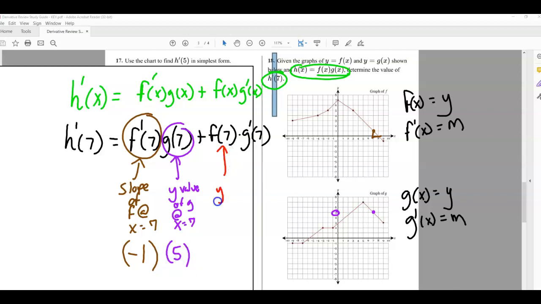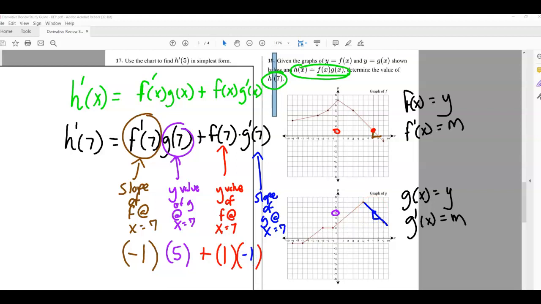Here, this is the y value of f at x equals 7. That's right there, and that y value is 1. And then finally we have this, which is the slope of g at x equals 7. So at this point, what's the slope of this line? And once again, it looks like a -1 slope to me.